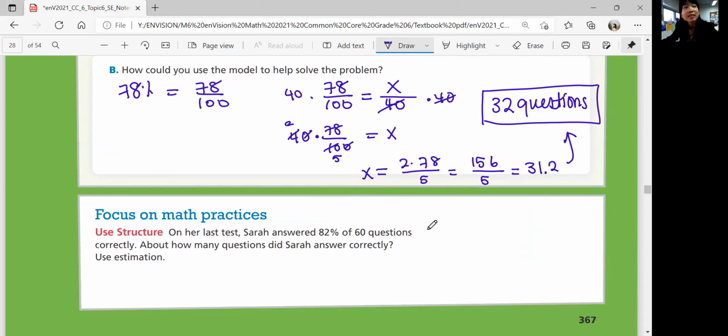On her last test, Sarah answered 82% of 60 questions correctly. About how many questions did Sarah answer correctly? Use estimation. So 82% out of 60 questions is what? How can you write equivalent fractions for that? Okay, 82% in fraction is 82 out of 100, right? And you know 60 questions would give 100%, so that's the whole, it's in the denominator. And you're looking for the numerator, right?